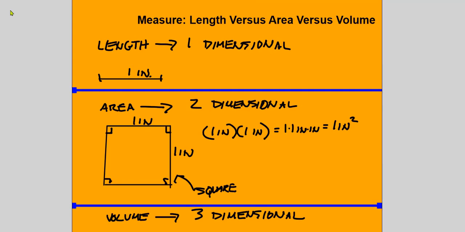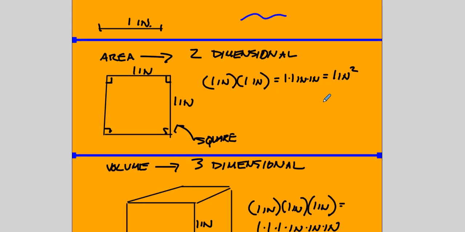So now let's take a look at measure, length versus area versus volume. Length we consider a one-dimensional idea. It's like a piece of string. So this could represent 1 inch. Area is like how big is the floor of a room, or how big is a desk. The basic unit of area is going to be the square unit. And say I have a square that is 1 inch by 1 inch.